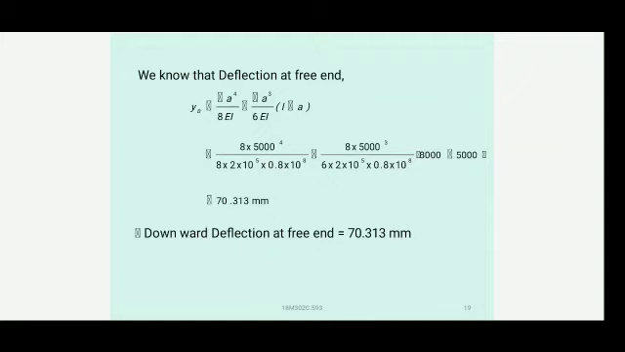Once again, we know that the deflection at free end YB is equal to WA to the power of 4 by 8EI plus WA cube by 6EI into (L minus A). We can substitute the values. We get YB is equal to 70.313 mm. That is, the downward deflection at free end is 70.313 mm.